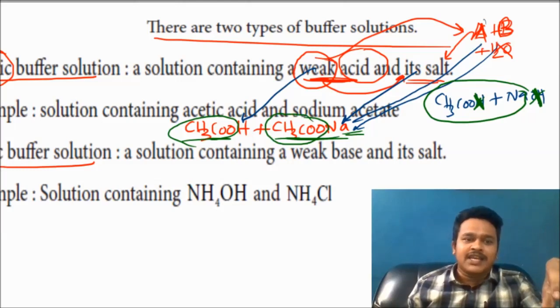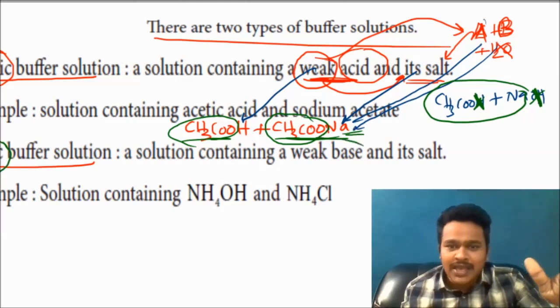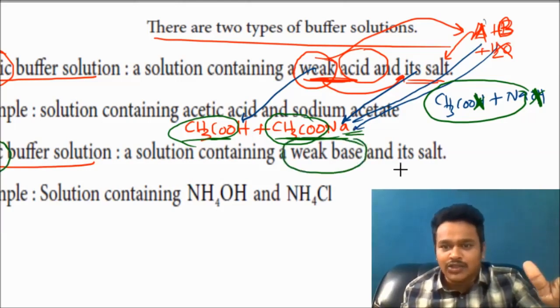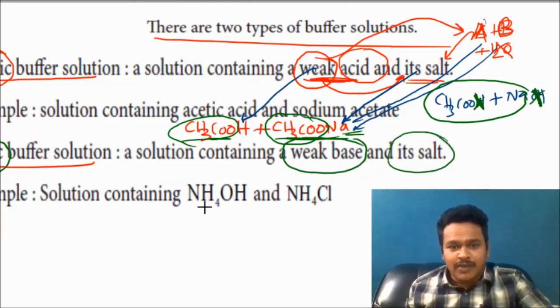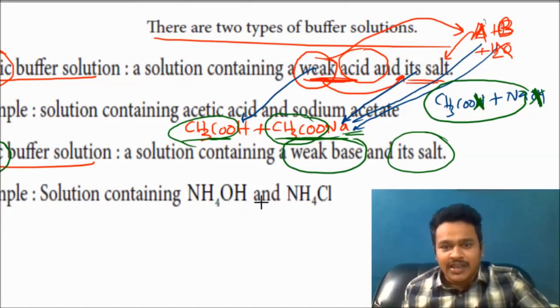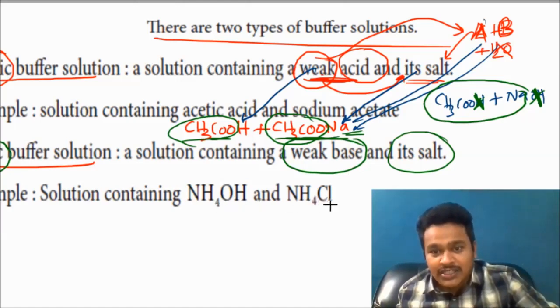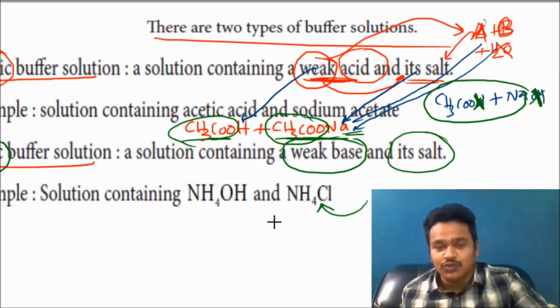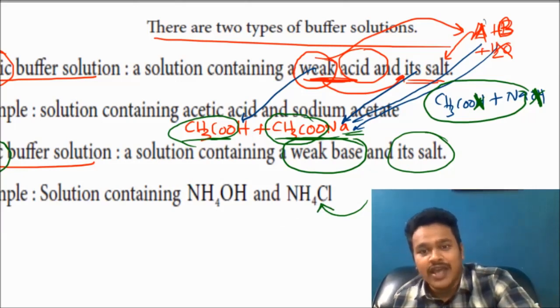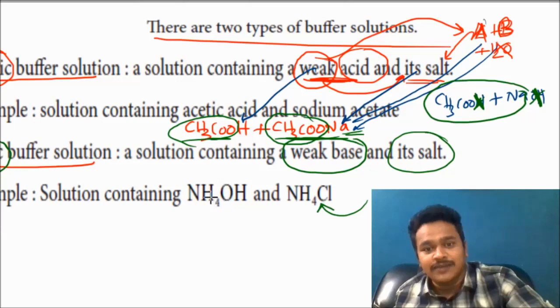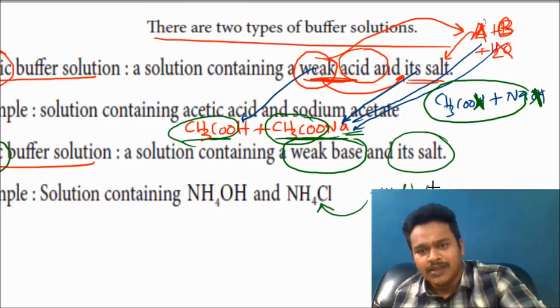Come here. The second type is basic buffer. Basic buffer means definitely you have to take a weak base and its salt. Example: the weak base is NH4OH, and its salt is NH4Cl. This salt has to be formed by this weak base, NH4OH, with some acid you take.